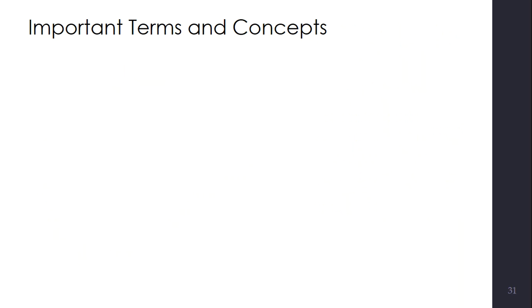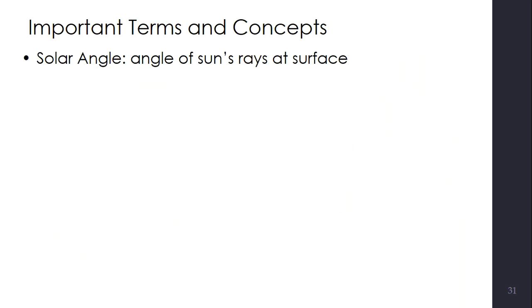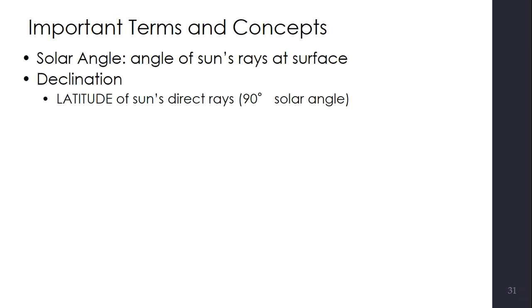So just some important terms and concepts to remember going forward. The solar angle is the angle of the sun's rays at the surface. The declination is the latitude of the sun's direct rays, 90-degree solar angle. And so basically, the solar angle, if you look in the sky and see where the sun is at any given point, you can kind of raise your arm up a little bit and make an angle at that. That angle is a solar angle.